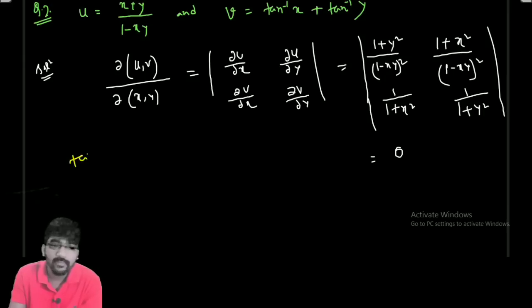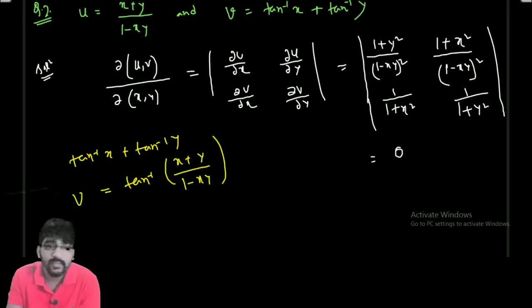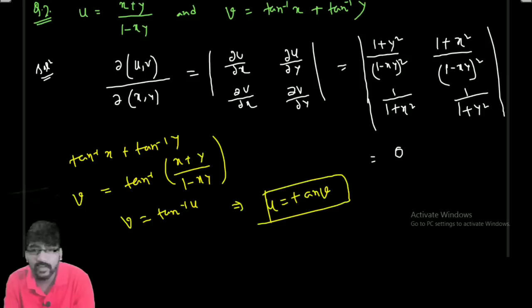And you know the formula, that tan inverse x plus tan inverse y is equal to tan inverse of x plus y divided by 1 minus xy. So if tan inverse x plus tan inverse y is v, then v is nothing but tan inverse u, or you can say u is equal to tan v. So this is the relation. Here the functions are so easy that you can directly understand there is a functional relationship.